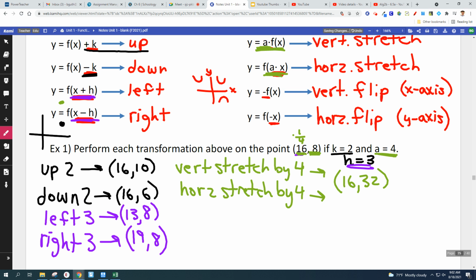It's kind of weird. If it said plus, we went left. If it said minus, we went right. Well, when this says times, we're going to divide by 4 basically. And so 16 times 1/4, I want 1/4 of 16. That is 4. So 4, comma 8.